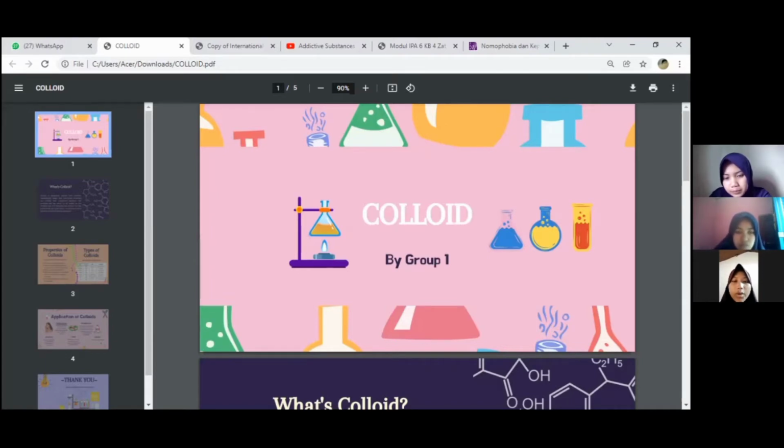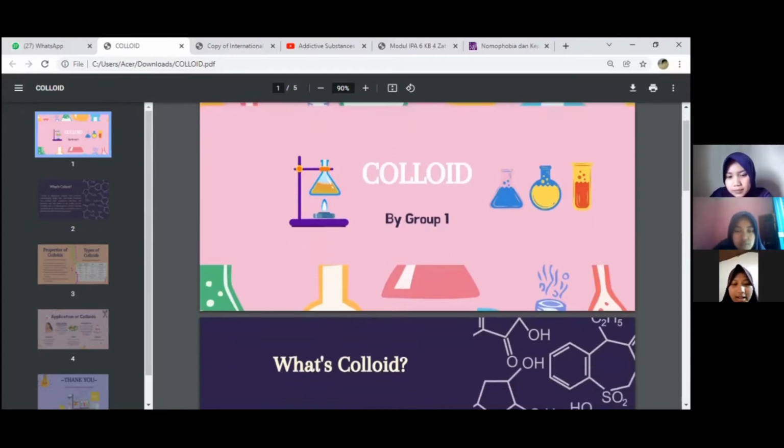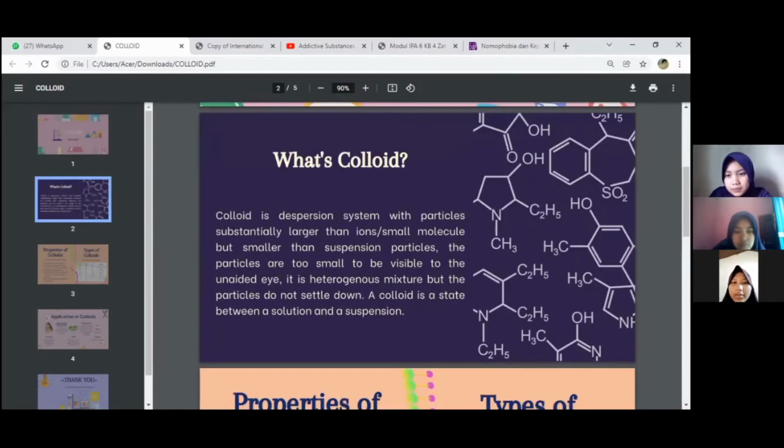This is colloid by group 1. Okay, please, Audy, next slide. First of all, what is colloid?